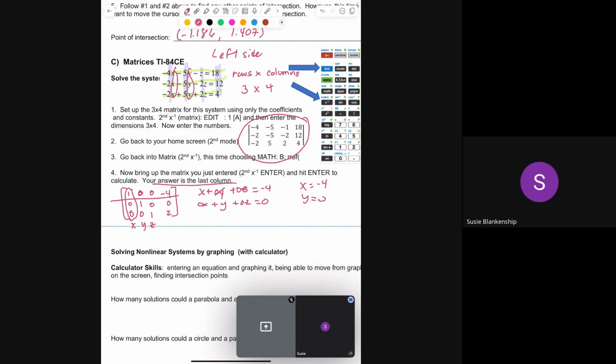These just go away. They're just zeros. They don't count anymore for us. So the last one, thinking of that idea, 0x plus 0y plus 1z gives me, sorry, I wrote this to be a -2. So therefore, that's gone. So we say z is -2. And again, this is your solution. So that means it's going to be -4, comma 0, comma -2 is your solution.